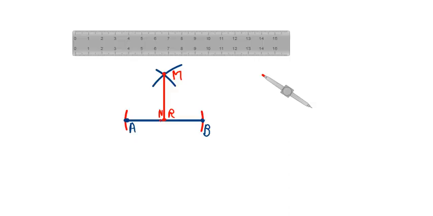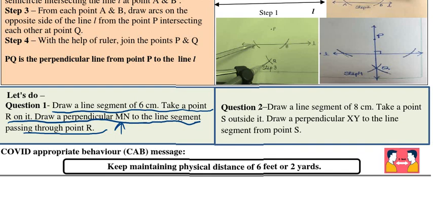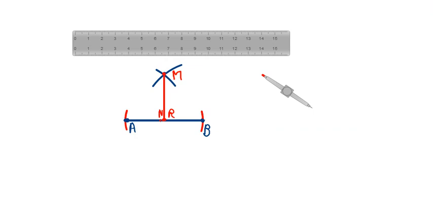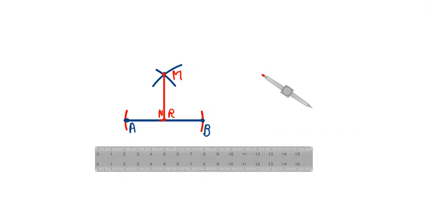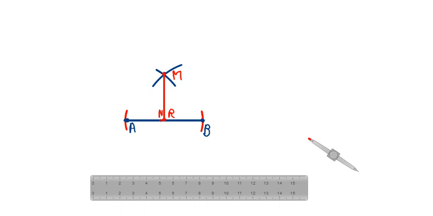Now if we come to the second question, this is draw a line segment of 8 cm, take a point S outside it, draw a perpendicular XY to the line segment from point S. Now again same steps, we have to draw the line of 8 cm first of all. So we can come down and we can drag our scale and ruler with us. Now let us come down and we have to draw the line of 8 cm for this. So first of all, let's quickly draw the line. So this is our line and we will draw it over here of 8 centimeters.